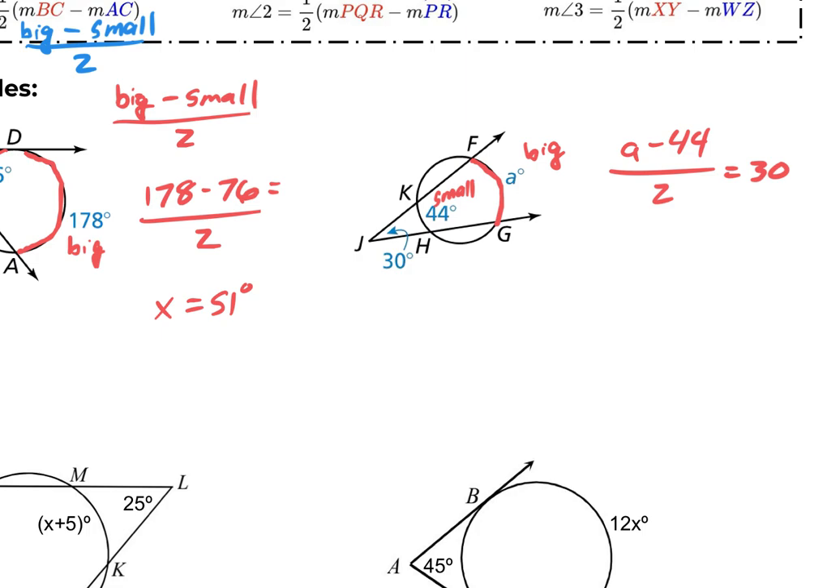Big minus small divided by 2. Just put things into your formula. Don't forget to divide by 2. That's another common mistake that we forget. What would I do first to solve this one? Xander, what do you think? Multiply by 2. Good. Okay. And then simple, move the 44 over. So A would be 104.